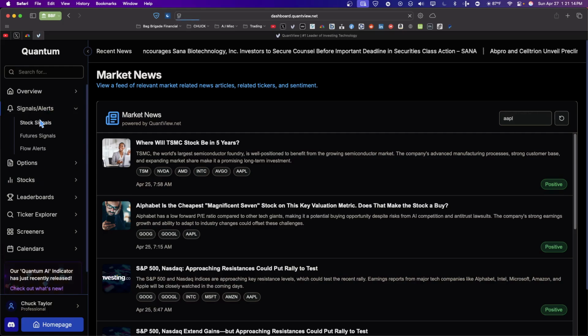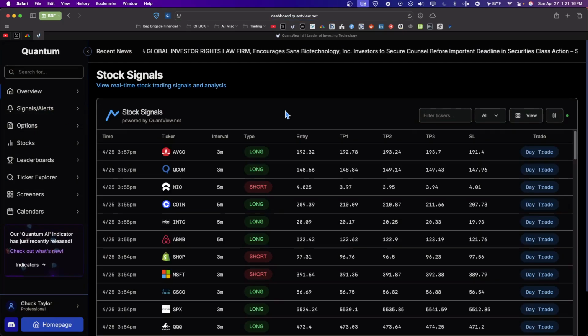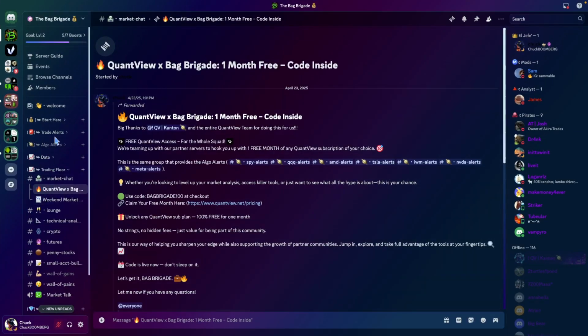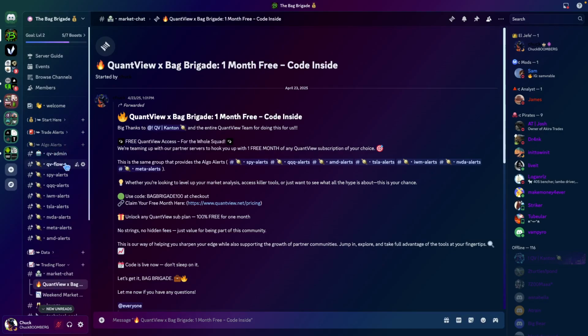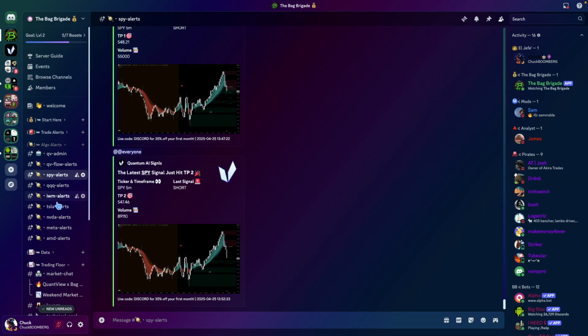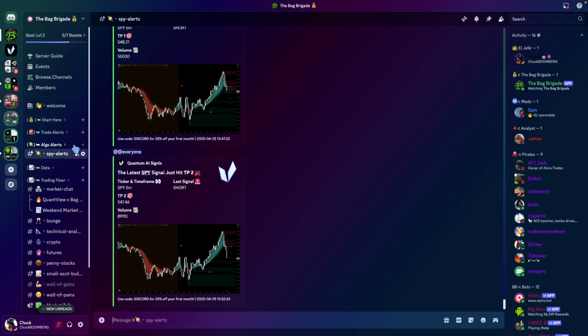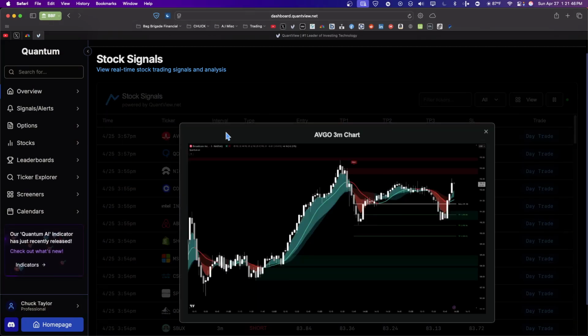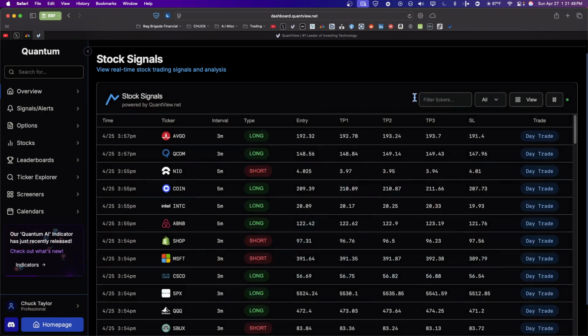Next thing, stock signals. So this is exactly the same thing as what you see in the Discord, the Bag Brigade Discord server. These are like the same signals, right? But I have 1, 2, 3, 4, 5, 6, 7, right? Well, this dashboard applies to any stock or equity or ETF or whatever when a signal is produced, like for instance, like you see. So that's on a 3-minute.